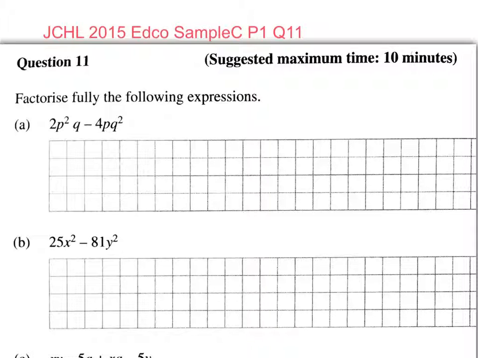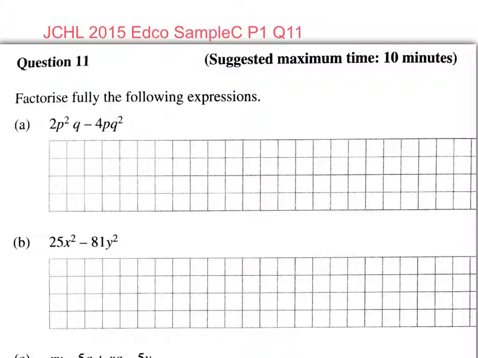Junior Cycle Higher Level Edco sample from the 2015 set of papers, sample C, paper 1, question 11. This is a factorising of algebra question. We're given two terms and we're asked to factorise it.